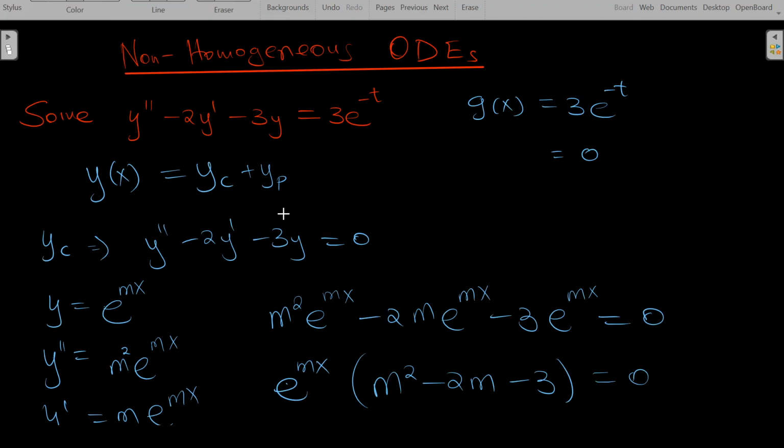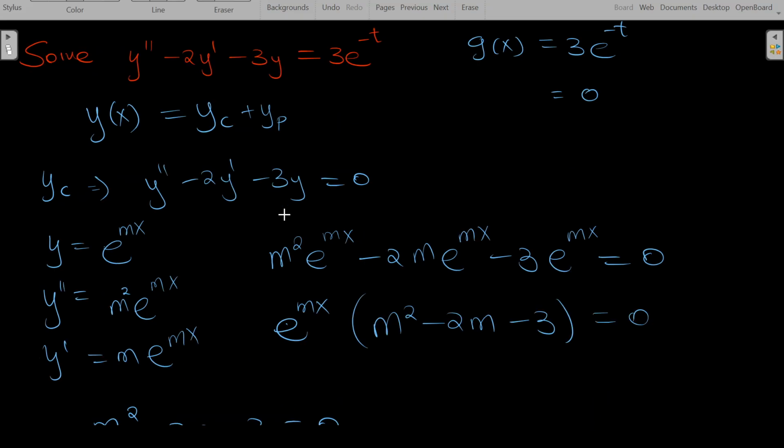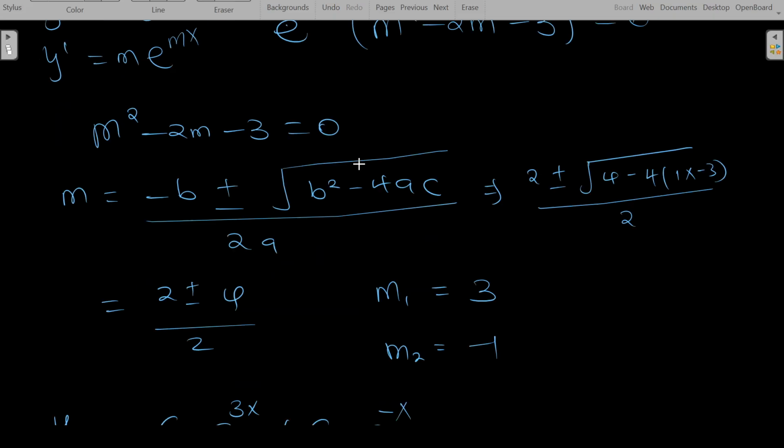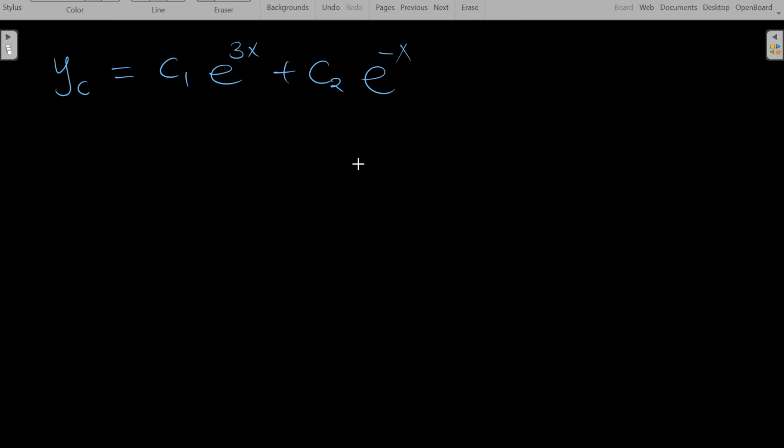We have just completed the complementary function. Now let's do the particular function. We said we'll check the forcing function. If the forcing function is an exponential, as you can see, this forcing function at this point is an exponential function. So how will we account for that?